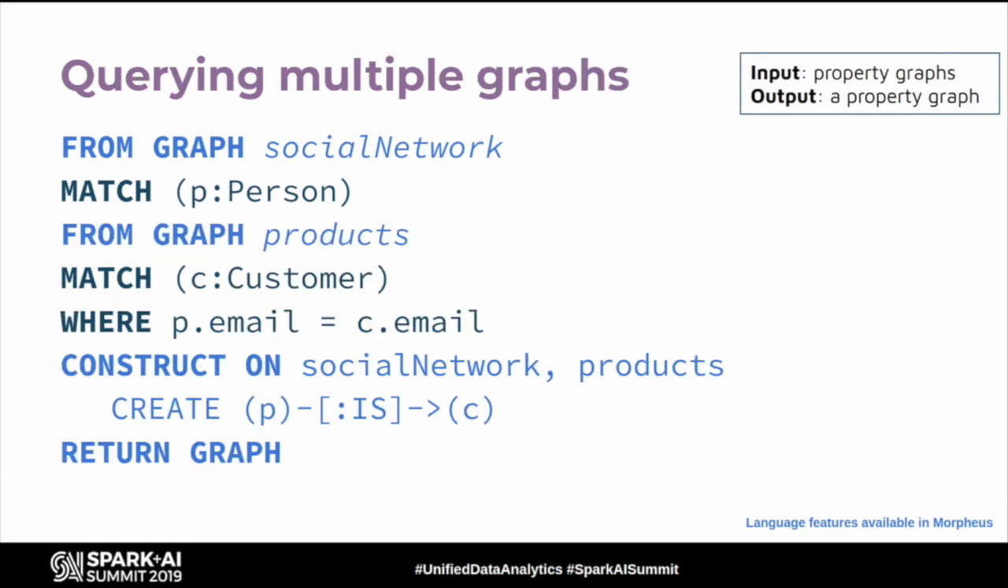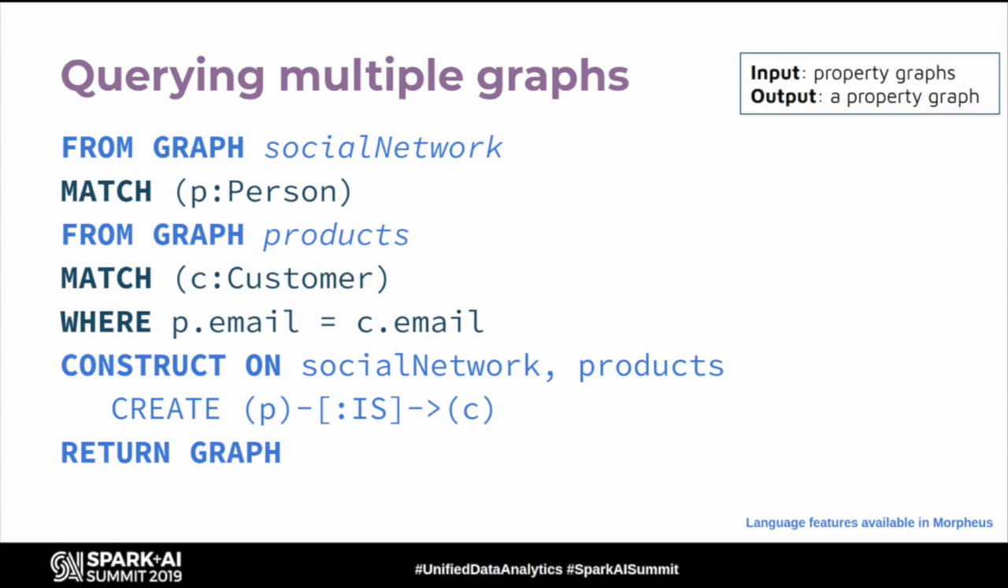You can also input multiple property graphs into the query. That's a very interesting example, in my opinion. So here we have two graphs as input. The first graph is, again, the social network, where we select basically all the persons that are stored in that social network.